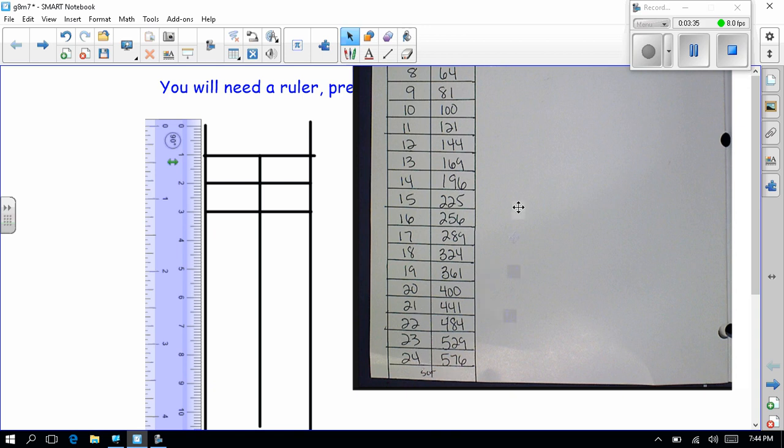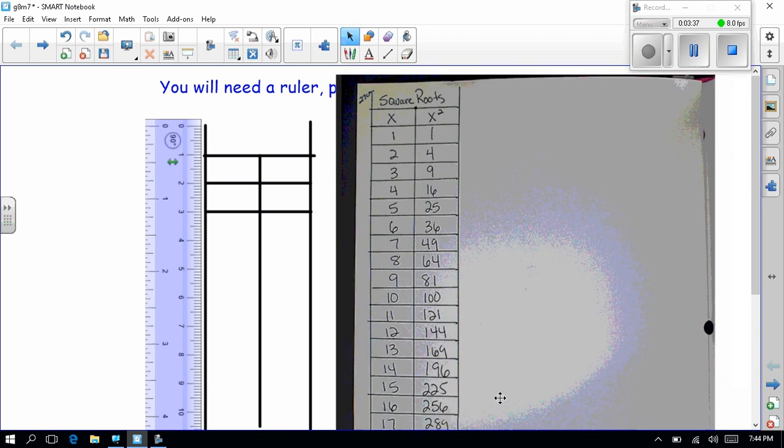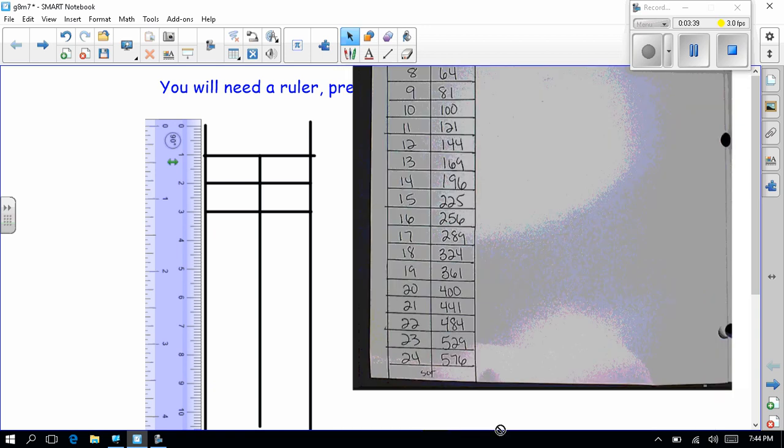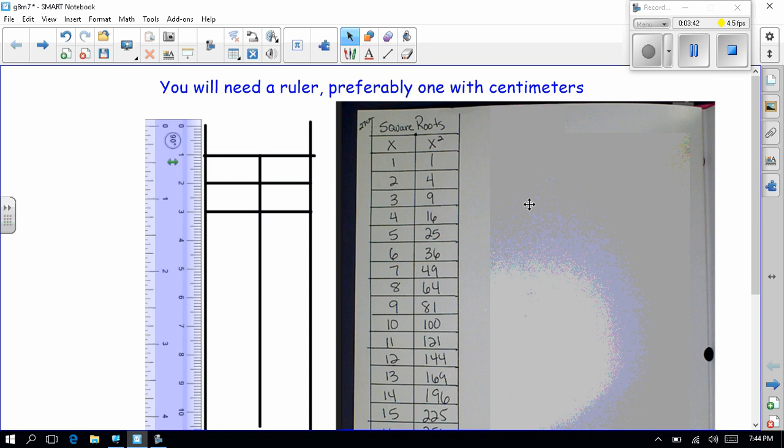So go ahead, pause your video, and create your perfect square root table. And then when you're done with that, rejoin the video. I'm going to continue on with the lesson.